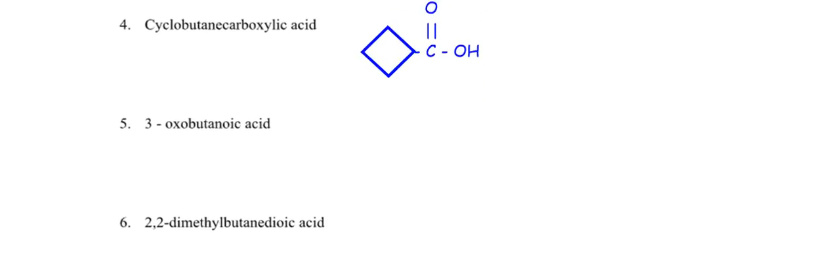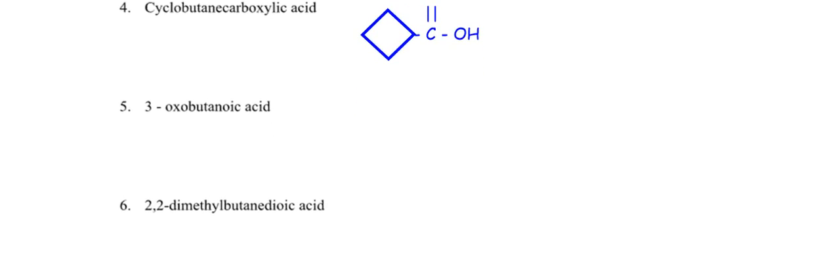The next one is kind of the weird cyclobutane carboxylic acid. All right, well, there it is. Here's my cyclobutane, and then here's my carboxylic acid. And the next one I have is 3-oxo. Do you remember what that oxo is? All right, that's where you have the C double bond, or the double bond O.